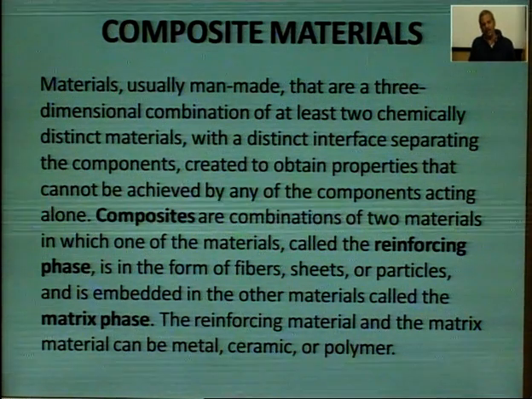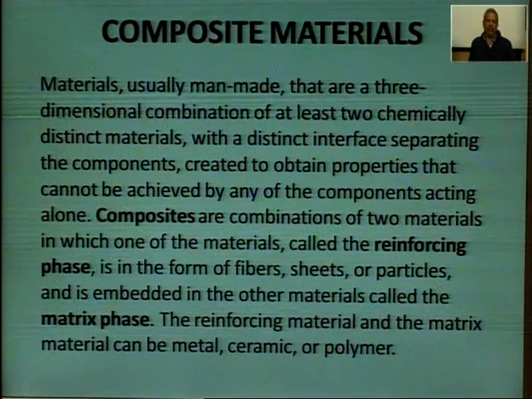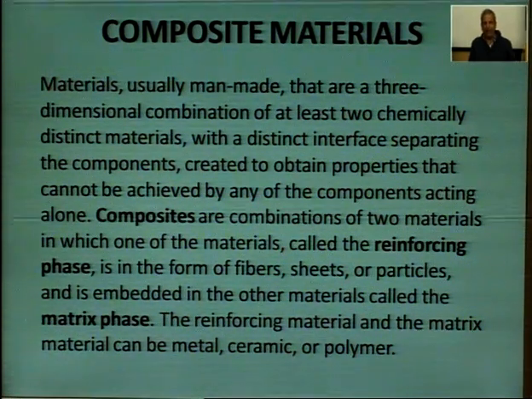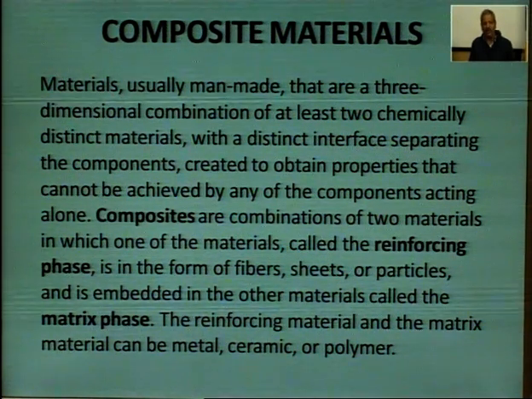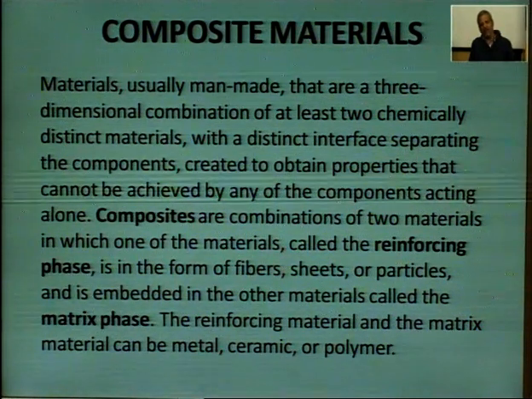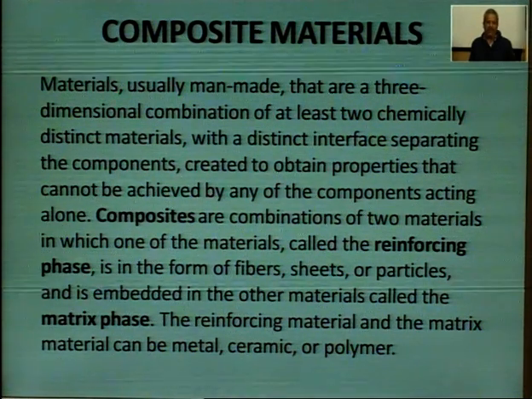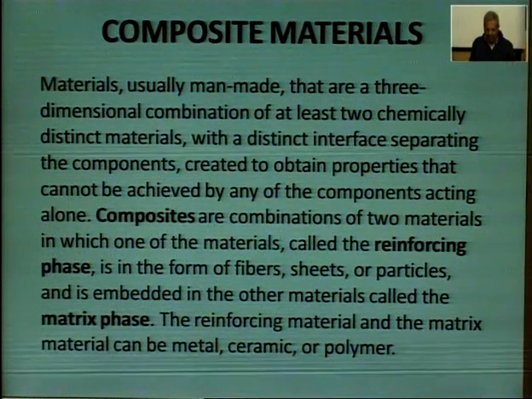Composites are a combination of two materials in which one of the materials, called the reinforcing phase, is in the form of fibers, sheets or particles and is embedded in another material called the matrix phase. The reinforcing material and the matrix material can be metal, ceramic or polymer. With this, my lecture is over.